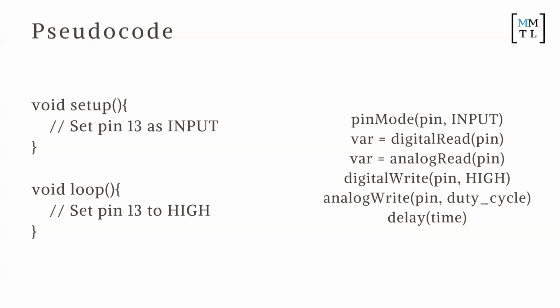Okay, so let's talk about here. So set pin 13 as input and set pin 13 as high. So that's the pseudocode, right? And so see if you can write the code for that. For the input, the pin 13 is high.